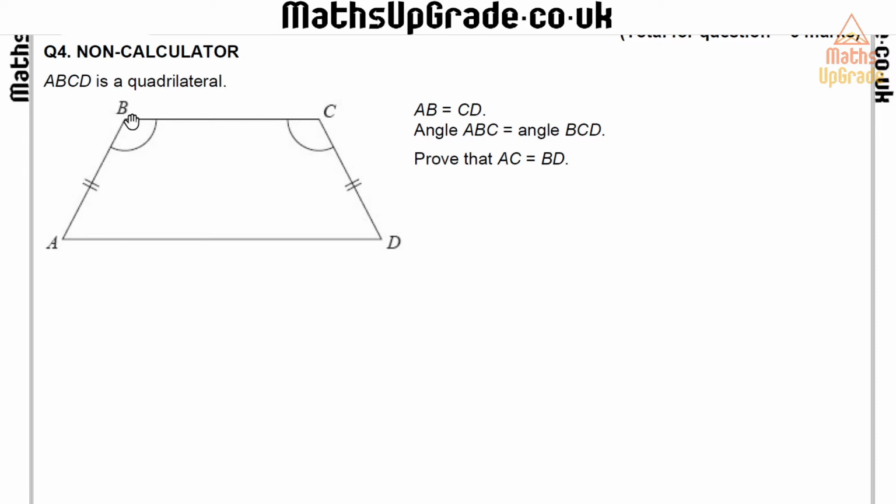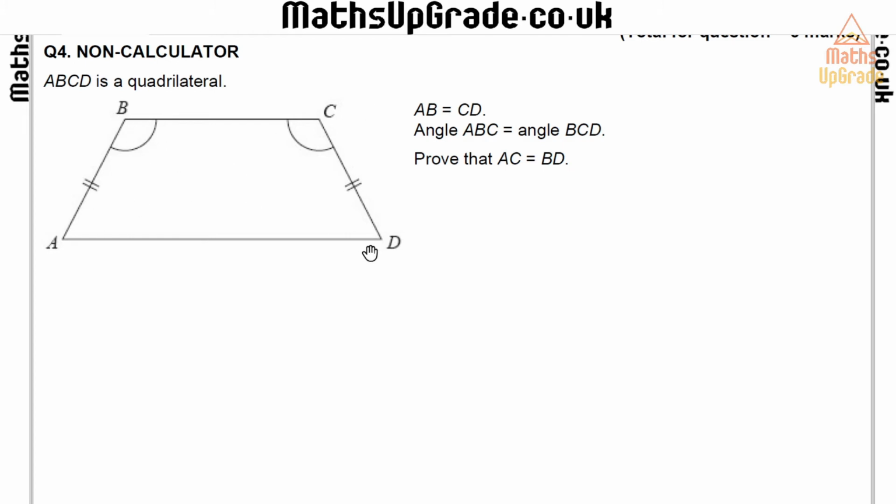It tells you that AB equals CD, so that line is equal to that line in length, and you can see that from those markings there. It also tells you that angle ABC, this angle here, is equal to angle BCD. Prove that AC, this imaginary line, the diagonal from here to here, is equal to the diagonal BD. So prove that these two diagonals are equal.